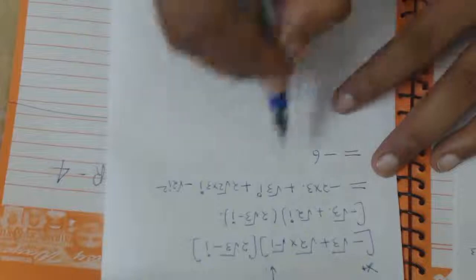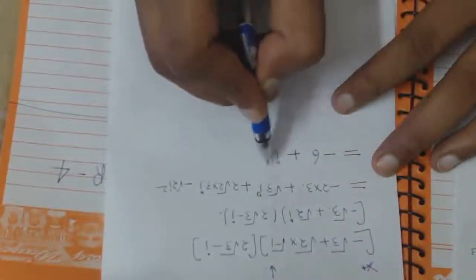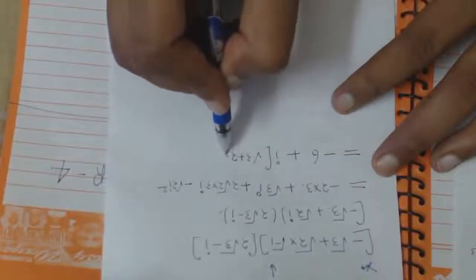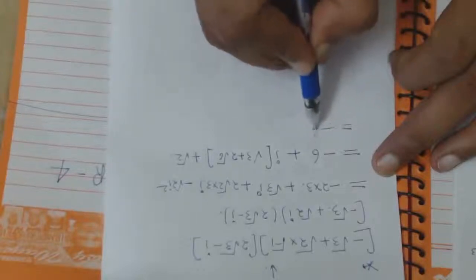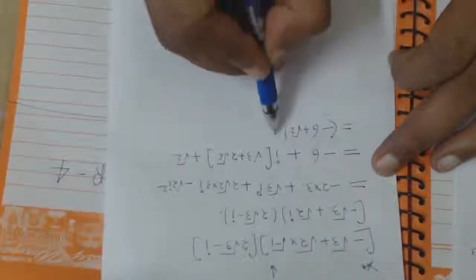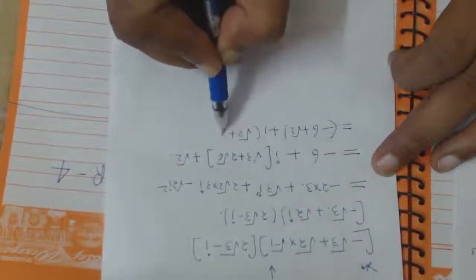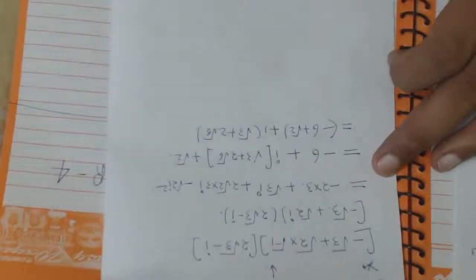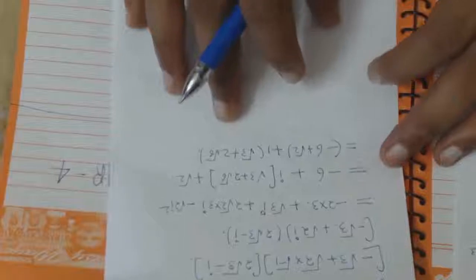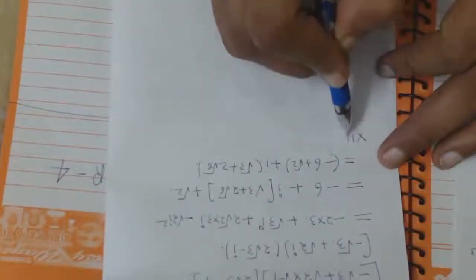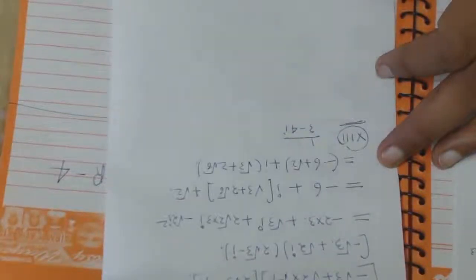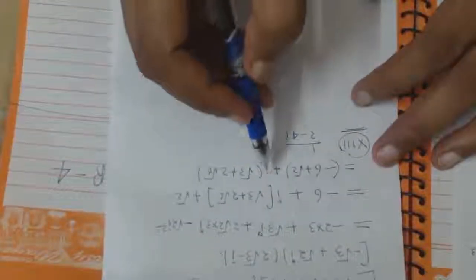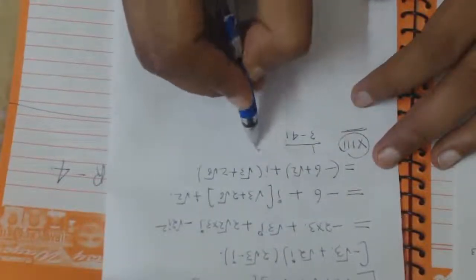Minus 2 into 3 is 6. Take iota as common from these two: root 3 plus 2 root 6. Iota square is minus 1, plus root 2. Now minus 6 plus root 2 in one bracket, into iota root 3 plus 2 root 6 in another bracket. So this is the standard form. Okay, now try this.